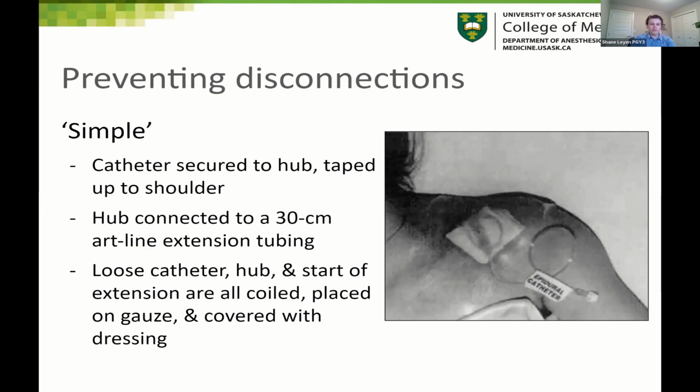So what they do, similar to us, they secure the catheter to the hub, they tape it up to the shoulder, but they then connect the hub to a 30 centimeter arterial line extension tubing, take all the loose catheter, the hub, and the start of extension, coil it up, place it on a gauze, and then cover that with a super large dressing, such that the only thing that's exposed is the end of the arterial line extension.